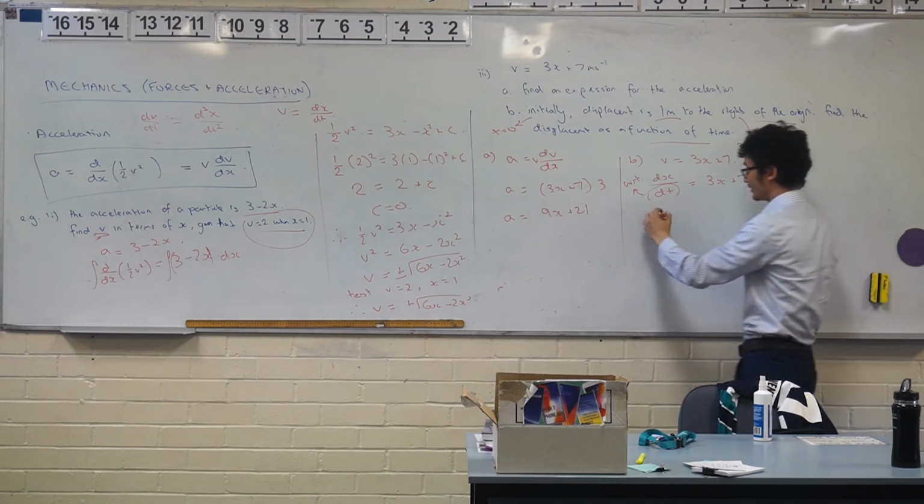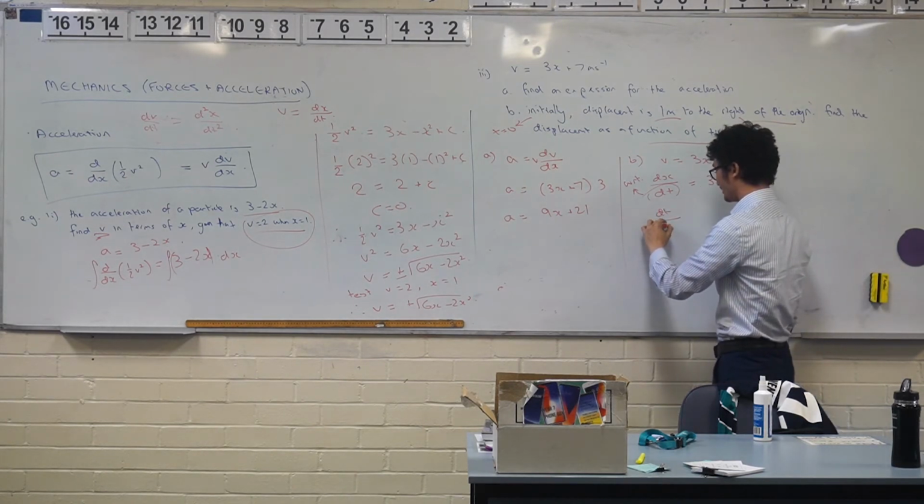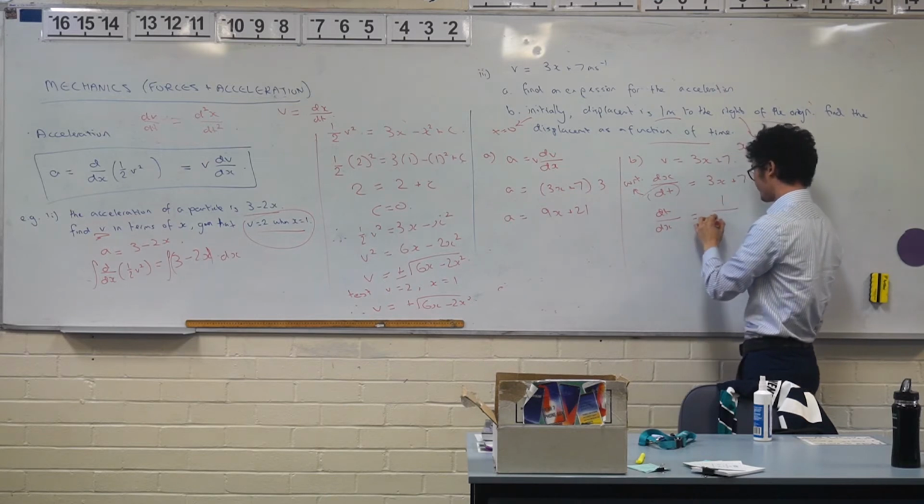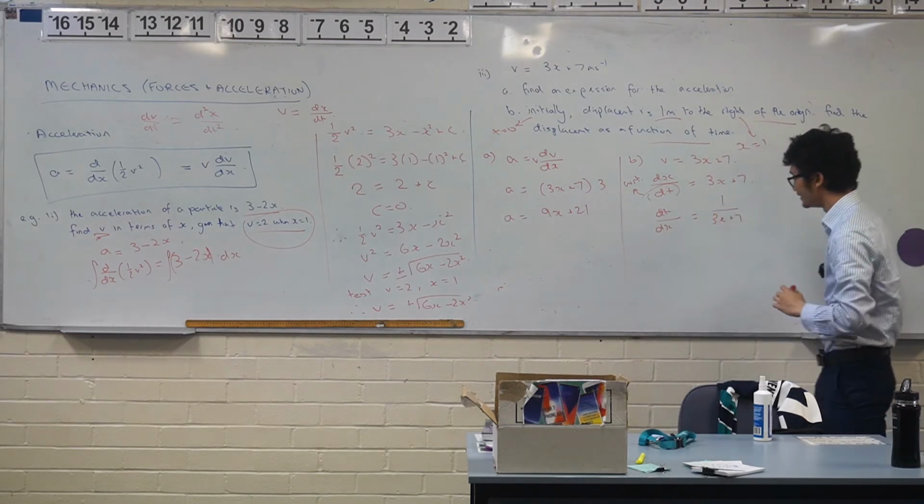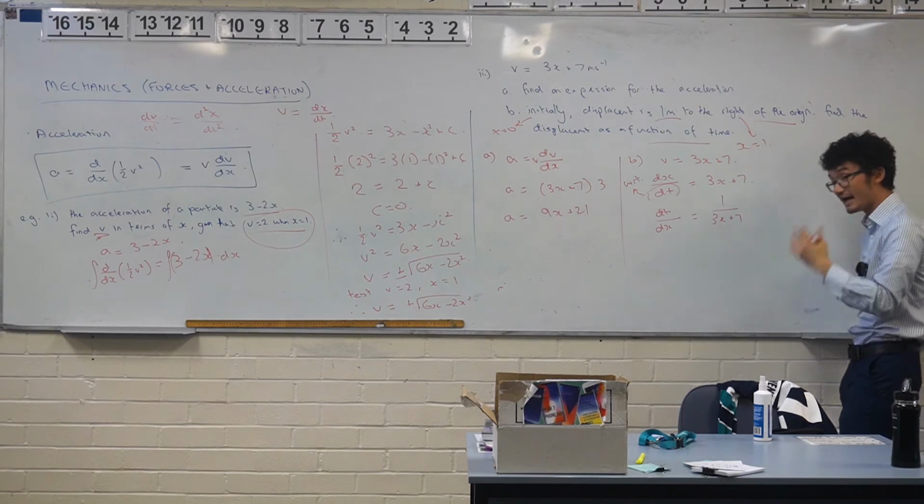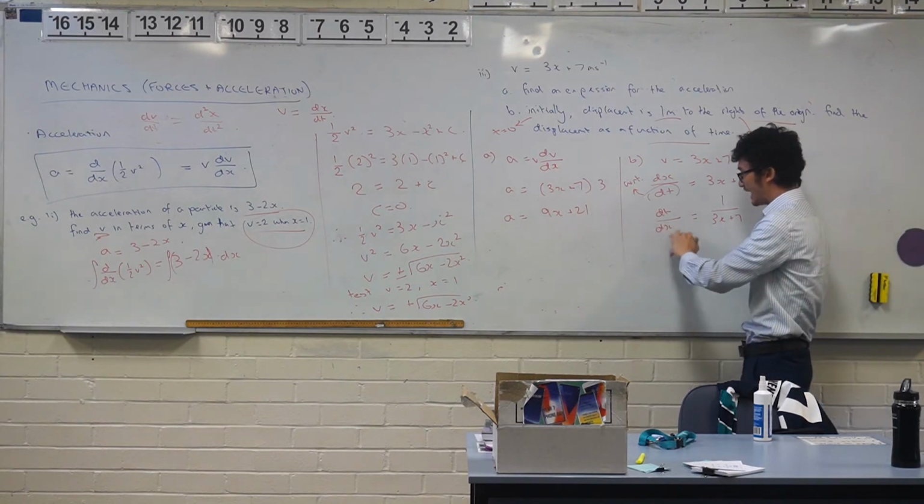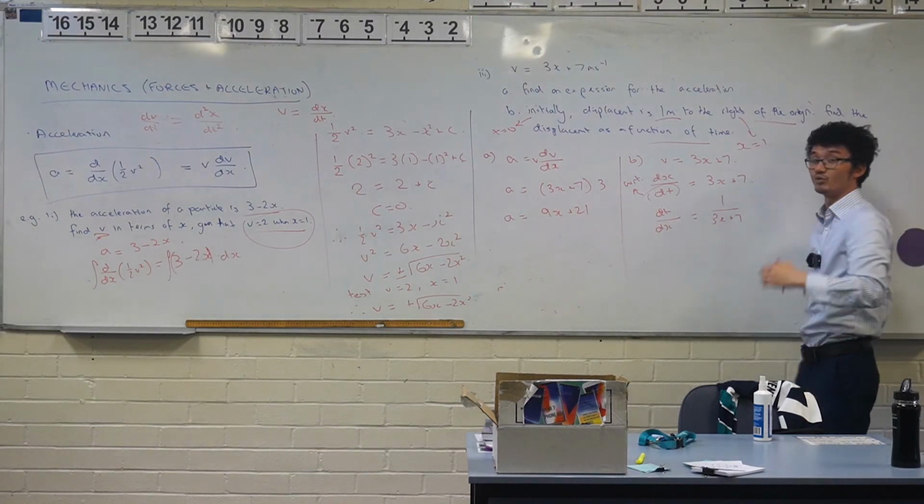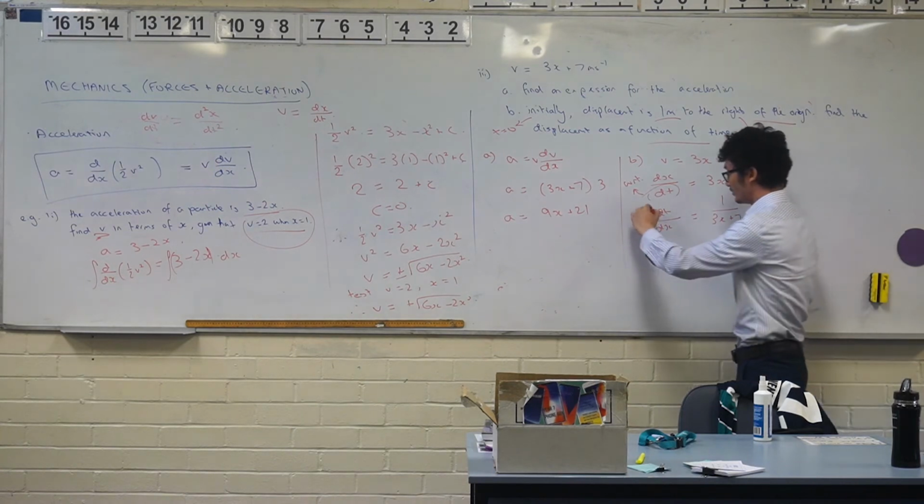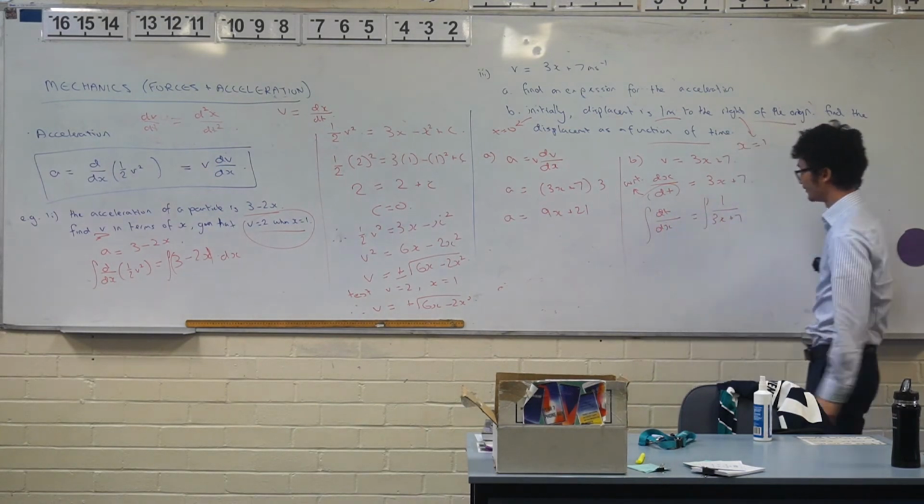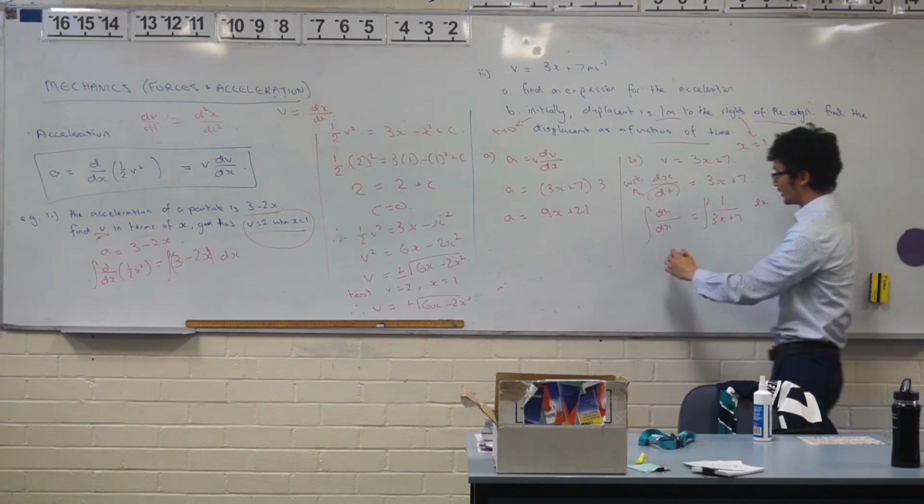So if I flip both sides, take the reciprocal of both sides, what I end up getting is something like this. I end up getting dt over dx is equal to 1 on 3x plus 7. And now I've fixed that issue. I have stuff in terms of x, which is what I was looking for, right? And I can use an integrating factor here now, right?